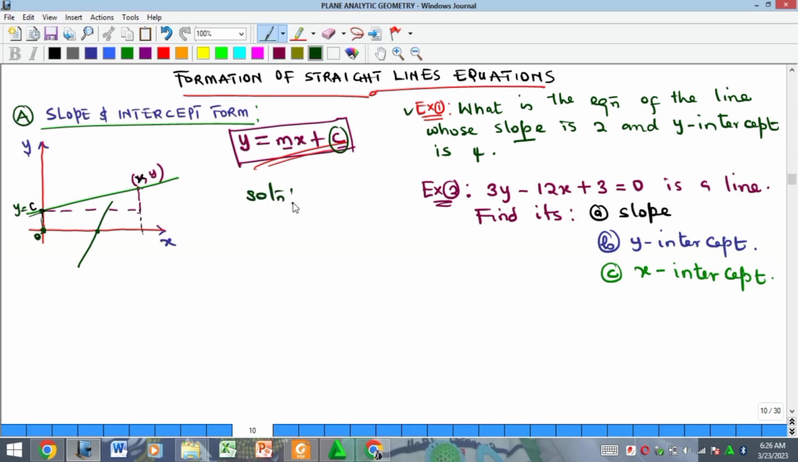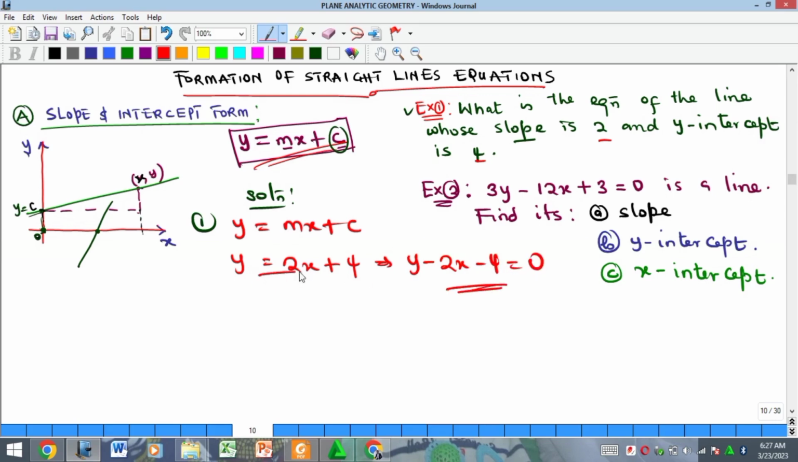We are asked to find the equation of a straight line for the first one when our slope is 2 and our y-intercept is 4. Okay, so let's quickly look at that using the formula y = mx + c. So it means that my y is going to be equal to my slope, which is 2, so I'll have 2x plus my intercept, which is 4. So I can actually leave it in this form or take it to the general form, which is going to give me, taking everything to the left-hand side, y - 2x - 4 = 0. So either of the two can actually be the required solution.